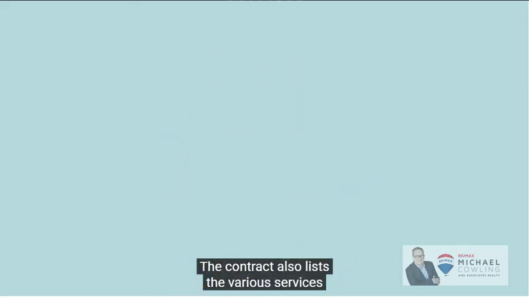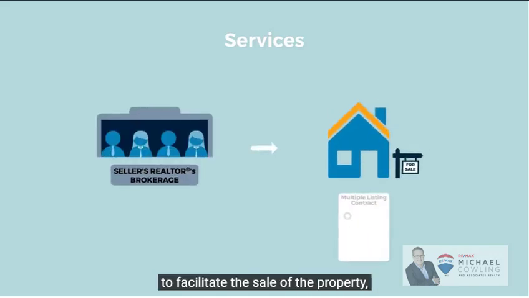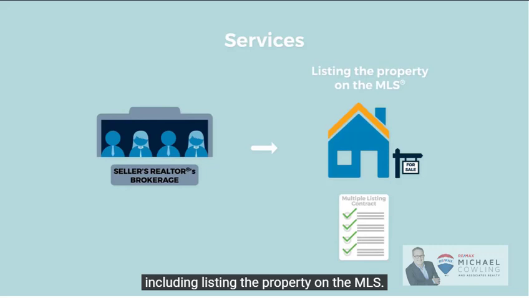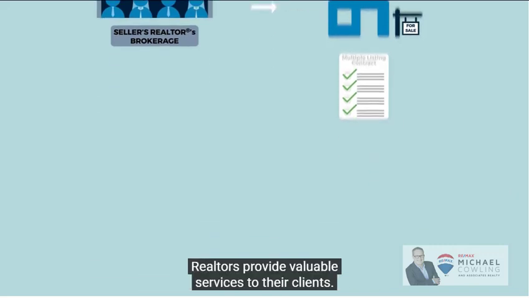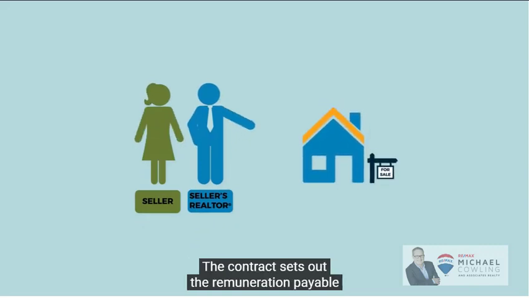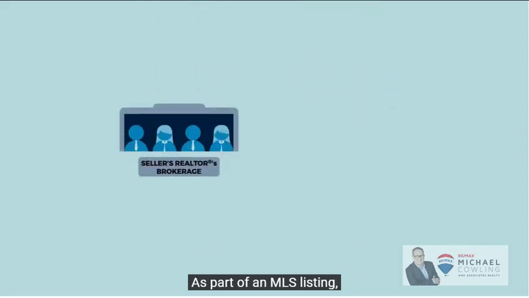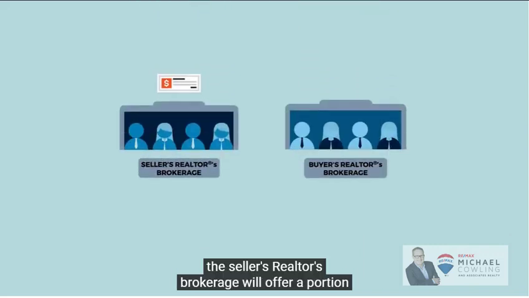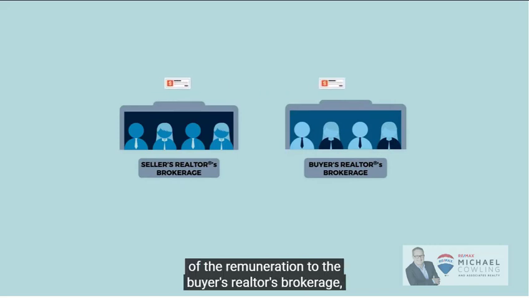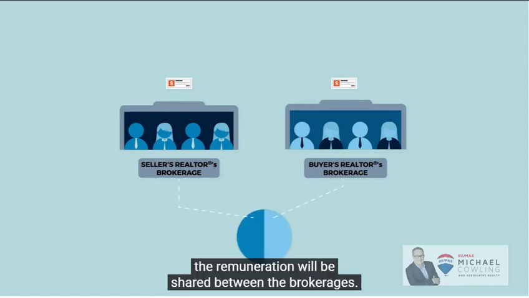The contract also lists the various services the seller's realtor's brokerage will provide to facilitate the sale of the property, including listing the property on the MLS. Realtors provide valuable services to their clients. The contract sets out the remuneration payable by the seller for these services. As part of an MLS listing, the seller's realtor's brokerage will offer a portion of the remuneration to the buyer's realtor's brokerage, also known as a cooperating brokerage. This section of the contract sets out how the remuneration will be shared between the brokerages.